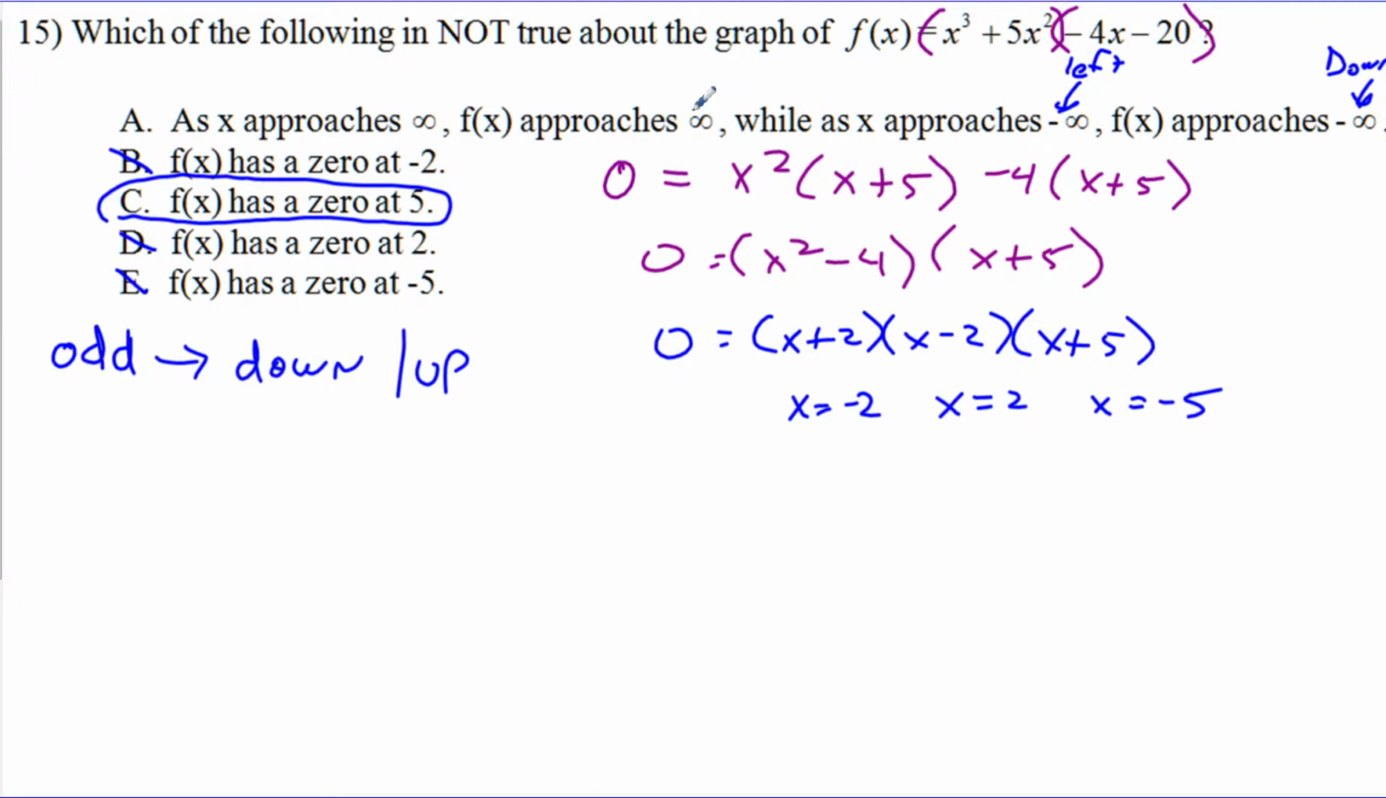And then the other one saying as x approaches infinity, which means on the right-hand side, we should be heading up, right? So this is saying go down on the left-hand side, go up on the right-hand side, and that is what's happening with our function. So we can say this is also true, right? So it leaves us with C. We knew that already, but we wanted to confirm that there wasn't a possibility for A, okay?